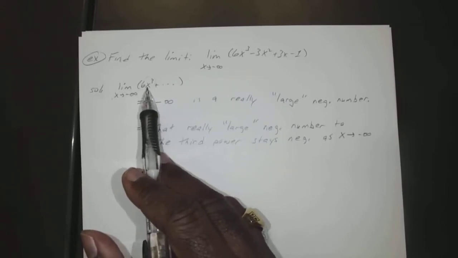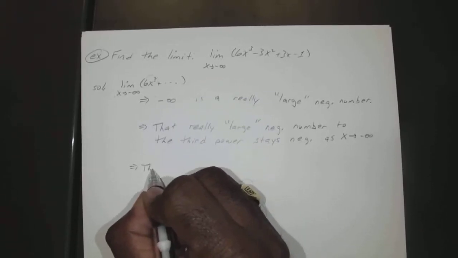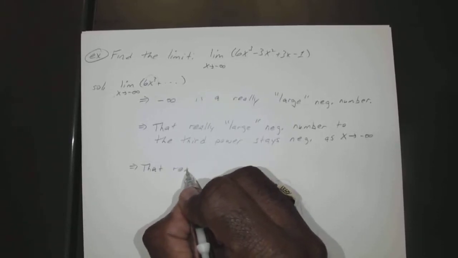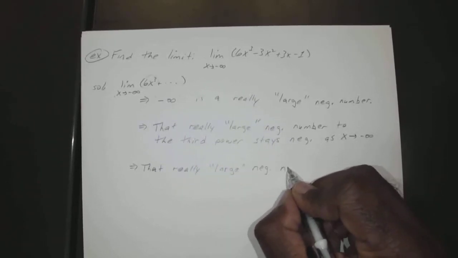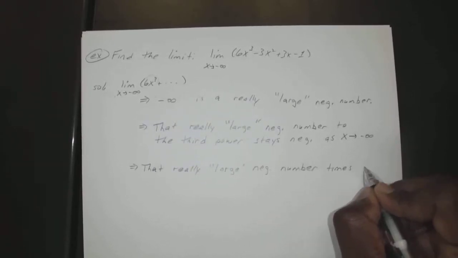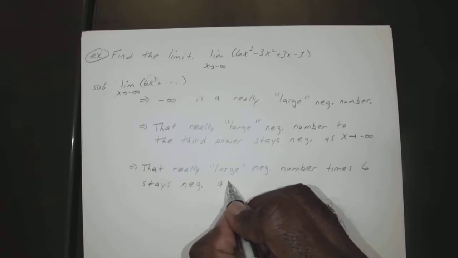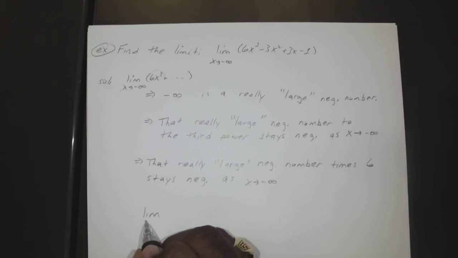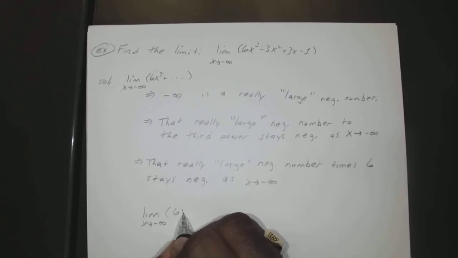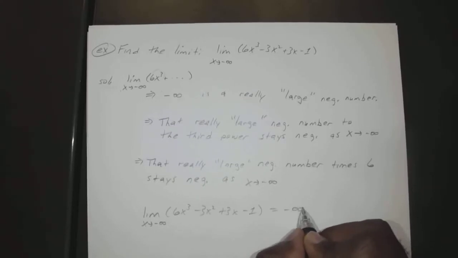Now, if you multiply that negative number times a positive 6, once again, it stays negative. Okay, so that really large negative number times positive 6, again, it stays negative as x approaches negative infinity. So now you just have a really, really big negative number. Okay, so that means the limit as x approaches negative infinity of 6x to the third minus 3x squared plus 3x minus 1 is equal to negative infinity.